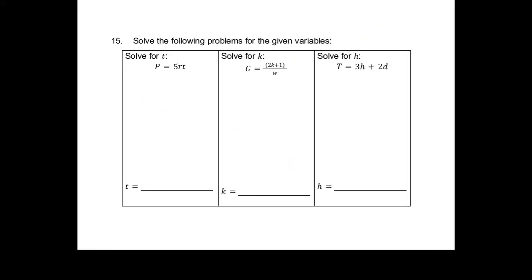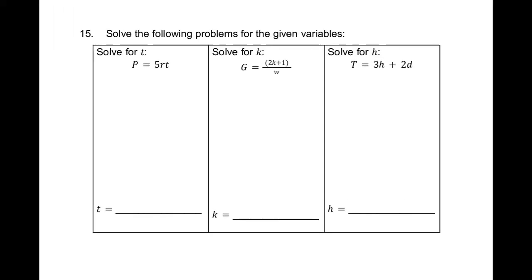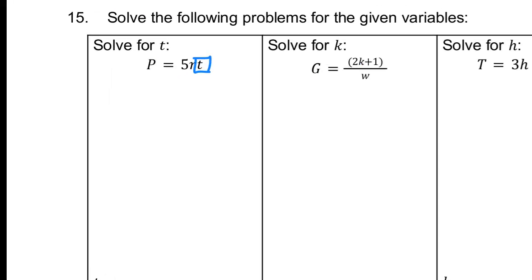Ah, yes, everyone's favorite. Solve the following problems for the given variables. So we're not substituting any amounts in. We are just trying to solve for the variable in terms of the numbers or variables that are already there. So you are trying to isolate and solve for the first one for t. You want to get t by itself. So spill the tea. What would you do?